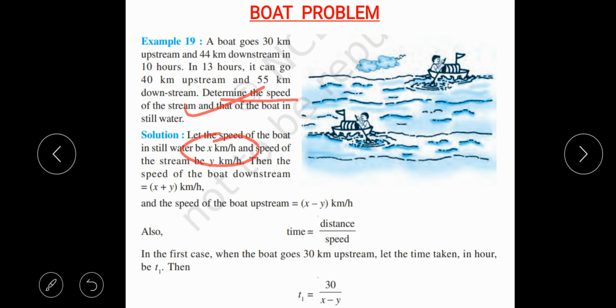So let us consider the speed of the boat in still water is x kilometer per hour, and speed of the stream is y kilometer per hour. As I told you earlier, when the boat is moving along the direction of the flow of the water, we have to find the relative speed of the boat with respect to water. We have to add. So here we are doing the same thing.